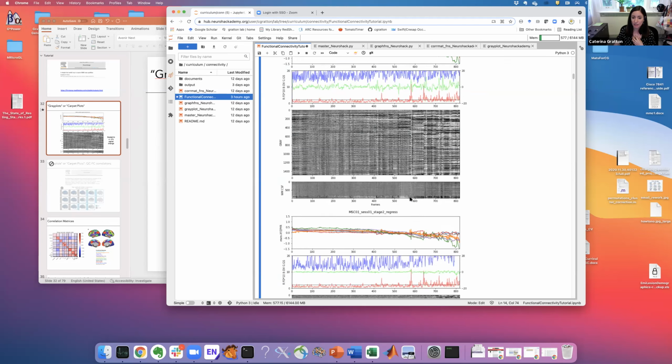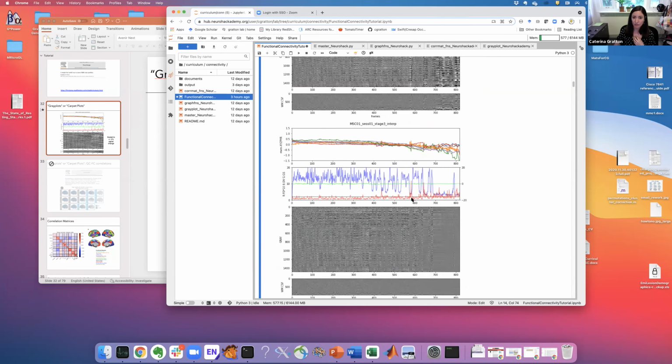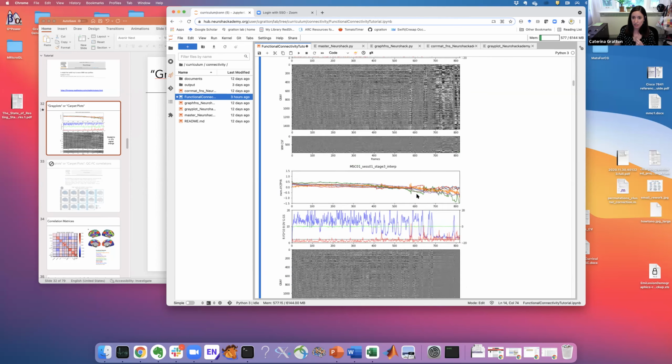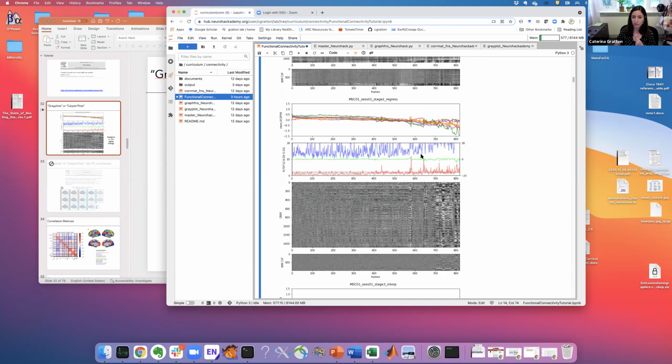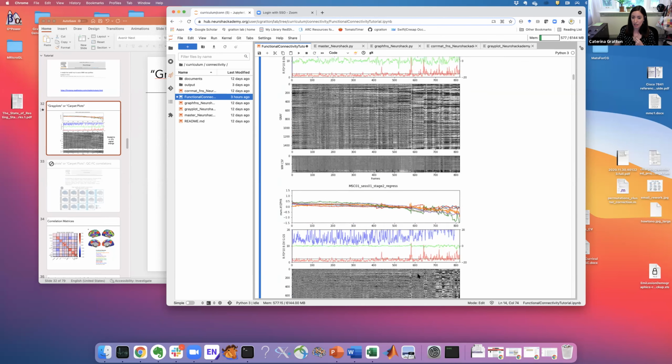And so you can see those signals, and it can be valuable to look at these across different processing stages. So here you can see that before and after doing the nuisance regression, you already get rid of a lot of that common signal across this data set.